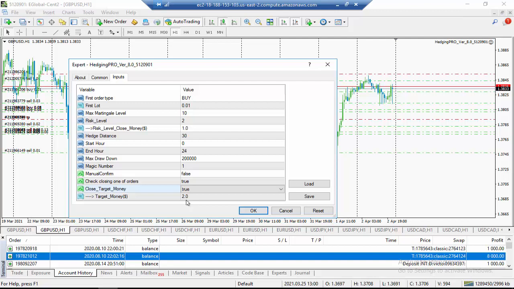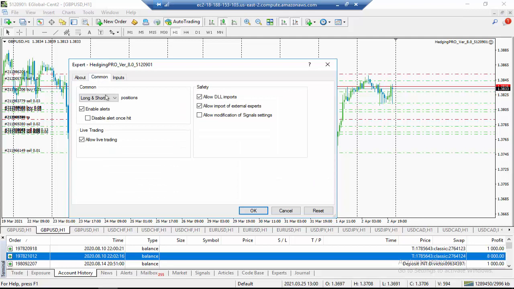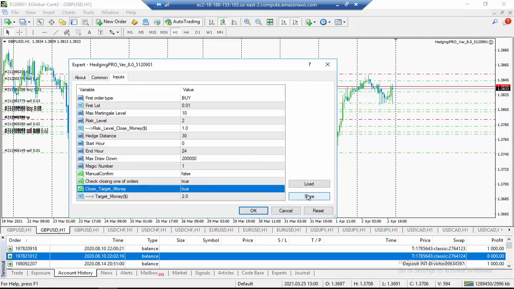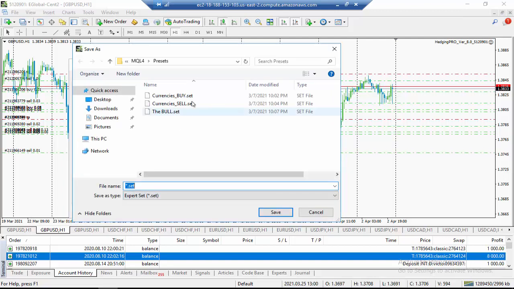Okay, having studied this, what is the next thing we can do? The next thing we can do is that when you now set up a trade like this, and in this common tab, we must make sure that we allow live trading, enable alert, we allow DLL, we allow import of external expert parameters we are using. After that, you now say save preset. This is how we save preset. Once you click save, it will come here.